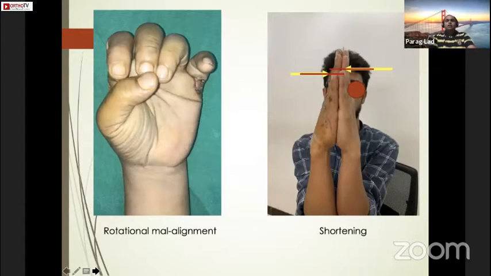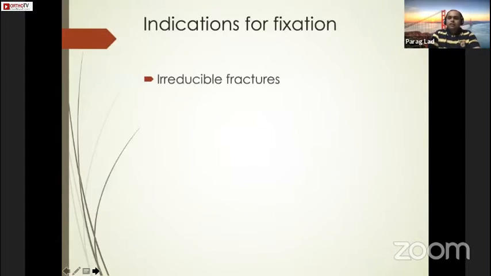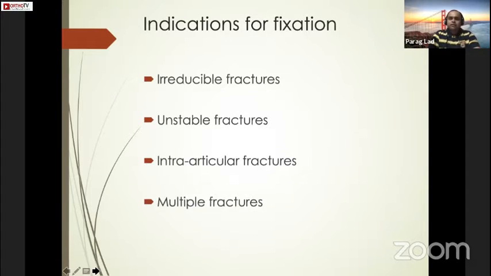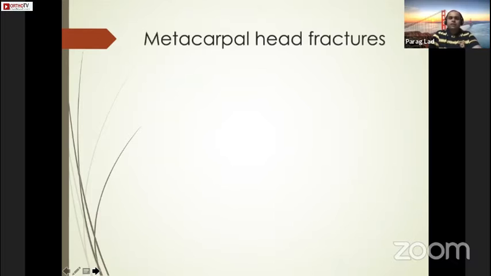When we consider a rotational malalignment, which is shown in this picture, the little finger is turned toward the outer or ulnar side, and the little finger of the right hand is shortened as compared to the left hand. The indications for fixation are irreducible fractures, unstable fractures, intra-articular fractures, multiple fractures, and fractures with bone loss. These are the indications for fixation.